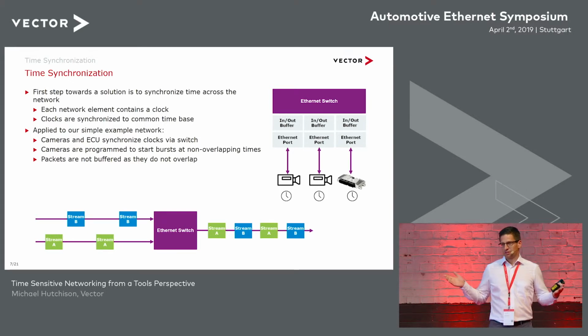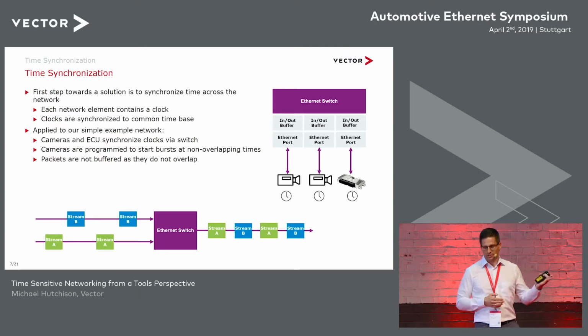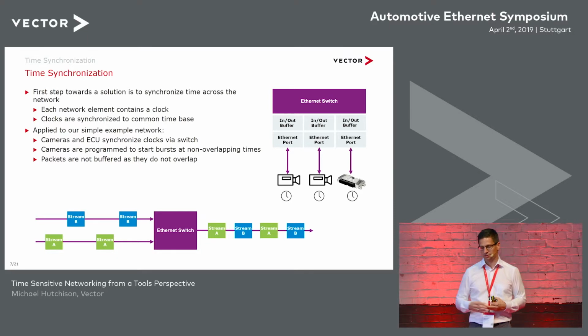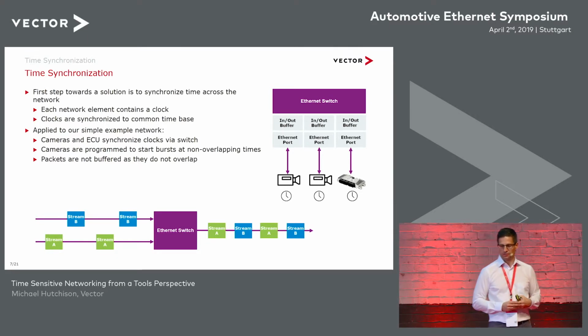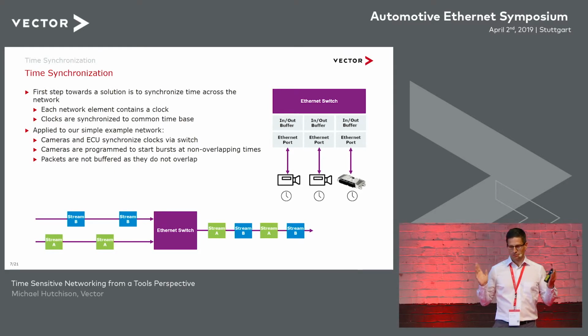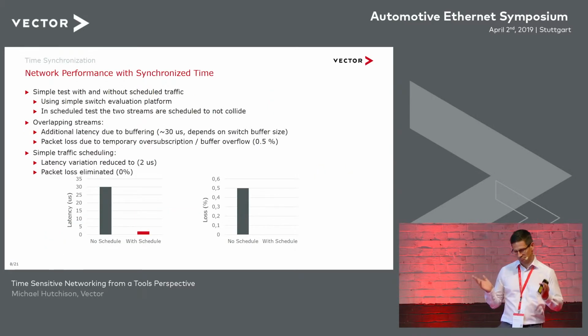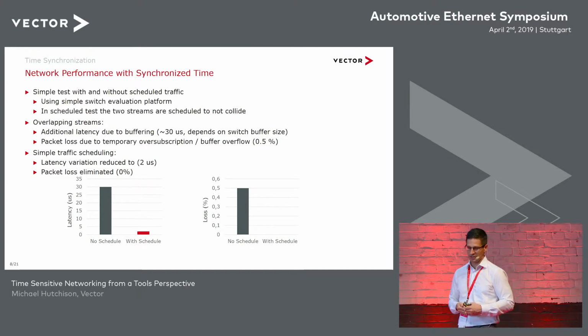At that point, everybody has a common understanding of time, and we can tell camera 1 send at time X and camera 2 at time Y, and then the switch will put those together nicely for us. We don't end up with any queuing, no latency variation, no loss. Things work very nicely. So it's a very simple solution to the problem, and can solve some issues.